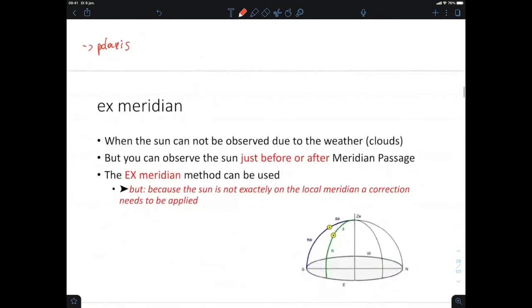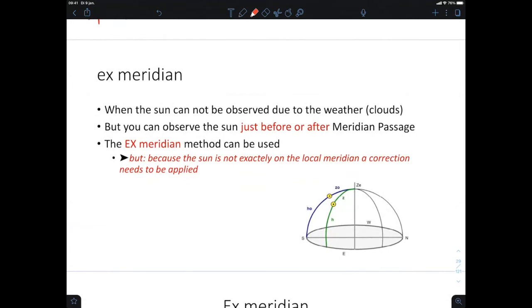Now, when is the X-Meridian method used? At certain moments, it is possible that you cannot see the sun at the moment of culmination due to bad weather. Maybe the sun is covered by clouds or something else, so you cannot observe it at the actual moment of meridian passage, but you can observe the sun just before or after meridian passage. The method to be used then is called the X-Meridian method, because the sun is not exactly on your local meridian. It is a little before or after it, so your local hour angle will not be 0. It will be very small. The polar angle will be very small.